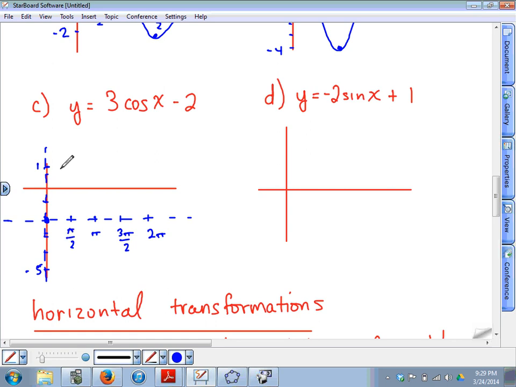And since this is a cosine graph, it's going to start at the highest point, and at the end of the cycle, it'll be at its highest point. It goes down through 0, its lowest point, back up through 0, and at its highest point.